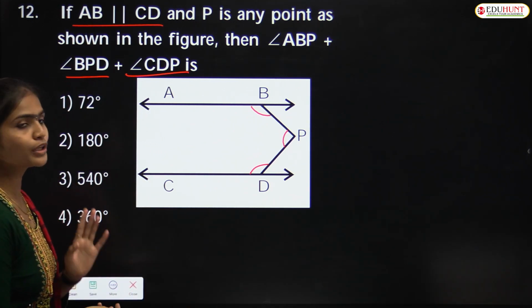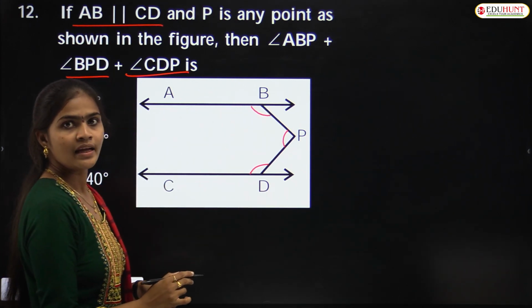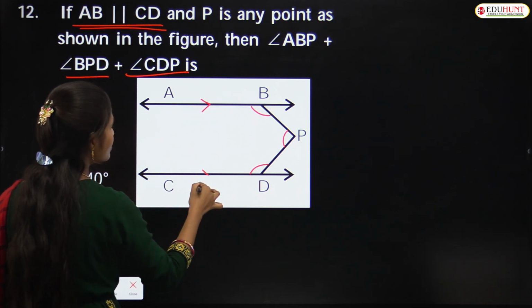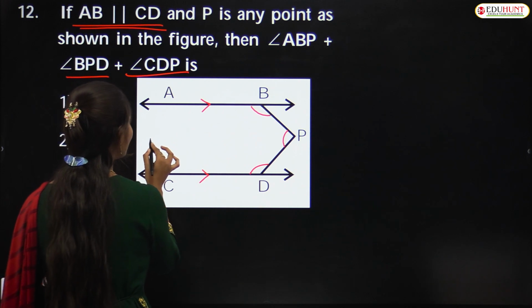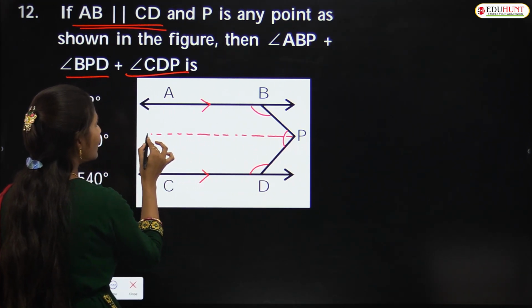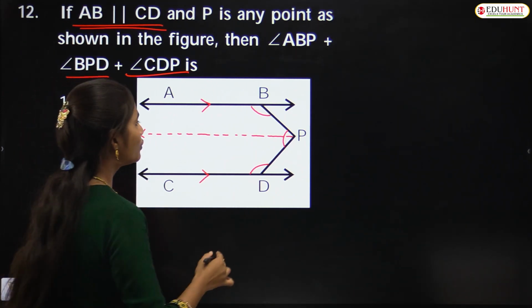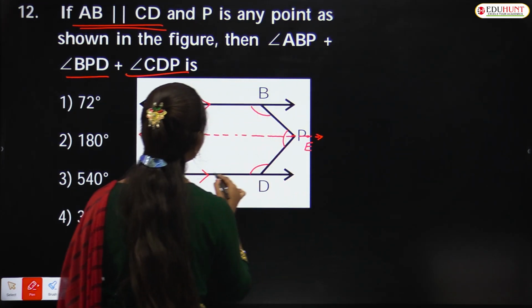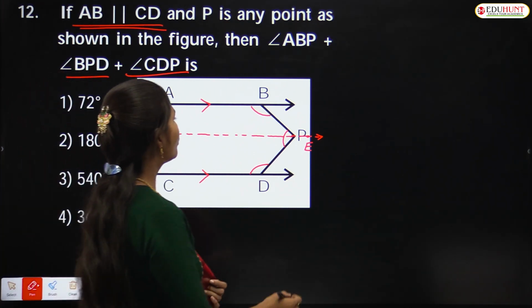So here I am going to draw one line which is parallel to AB and CD, given the condition that AB is parallel to CD. I am going to draw a line through P which is parallel to AB and CD. Through that point P, I am going to take this one as E and this as F.